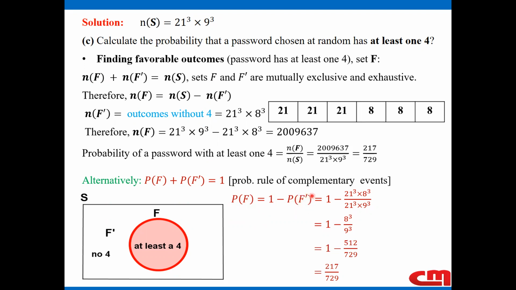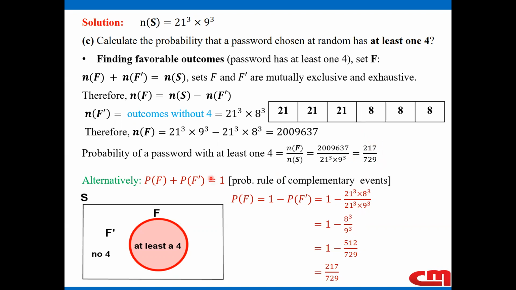The complement of F, that means we have already said the number of elements in the complement is represented by this. So the probability of it is this over the sample space, which is what I have here. And remember, I'm talking of probability. That's the probability, which is this one. Then when you simplify, you realize that you come back to the same answer.